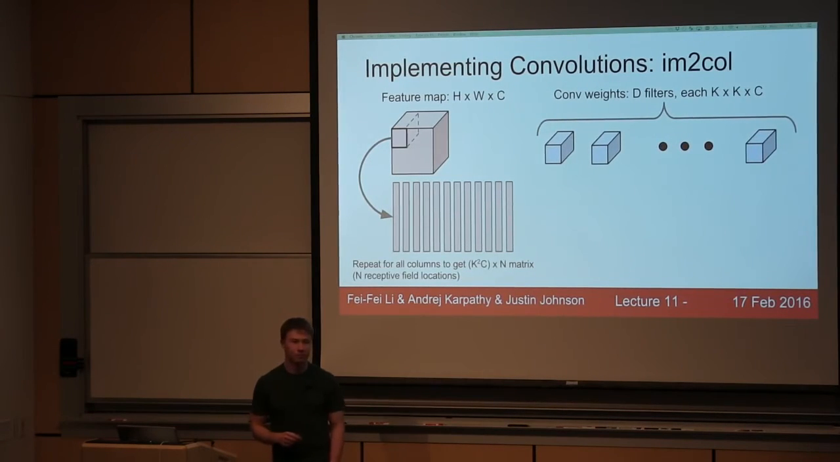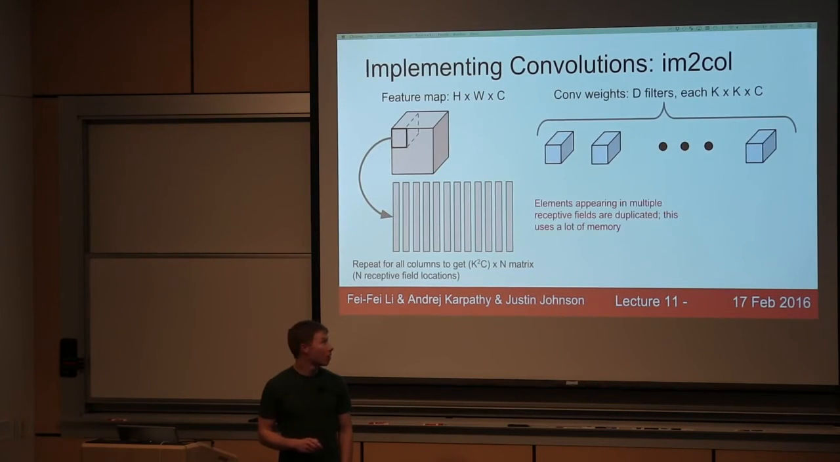Yeah? You might have a lot more columns than you had. Yeah, that's true. So this tends to use a lot of memory, right? Any element in this input volume that appears in multiple receptive fields is going to be duplicated in multiple of these columns. And this is going to get worse the more overlap there is between your receptive fields. But it turns out that in practice, that's actually not too big of a deal, and it works fine.